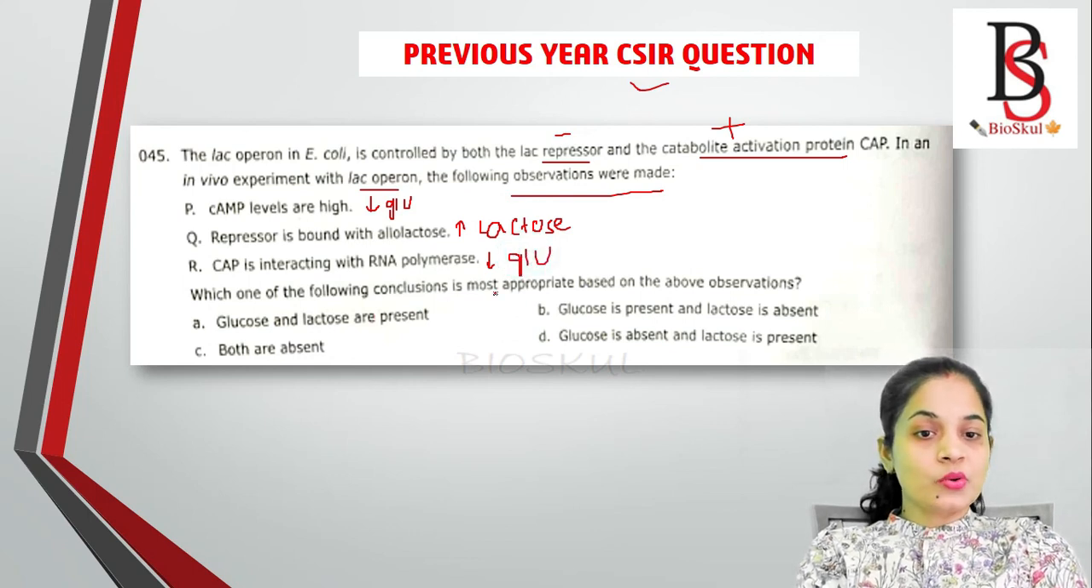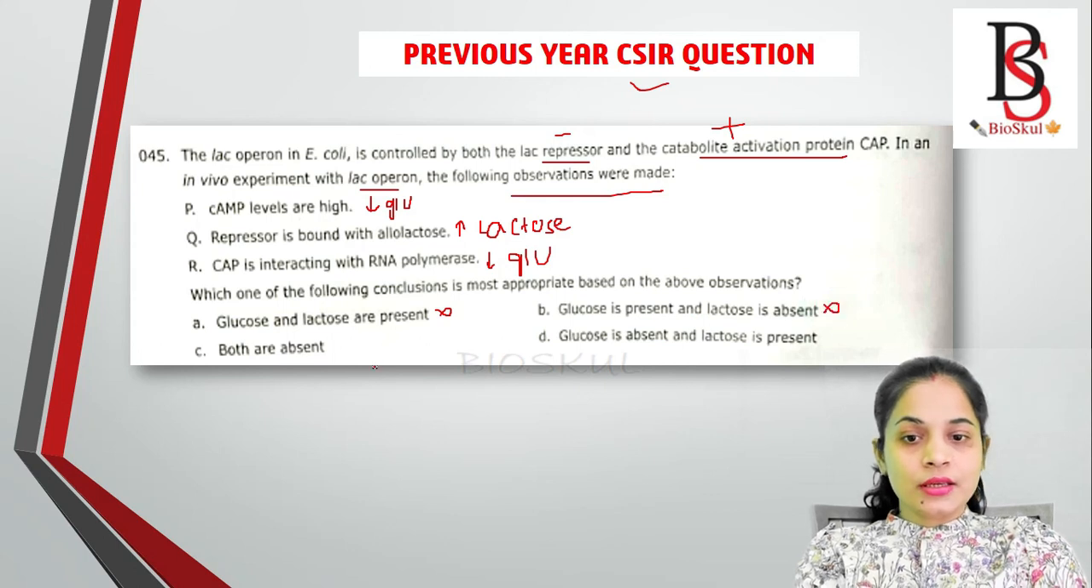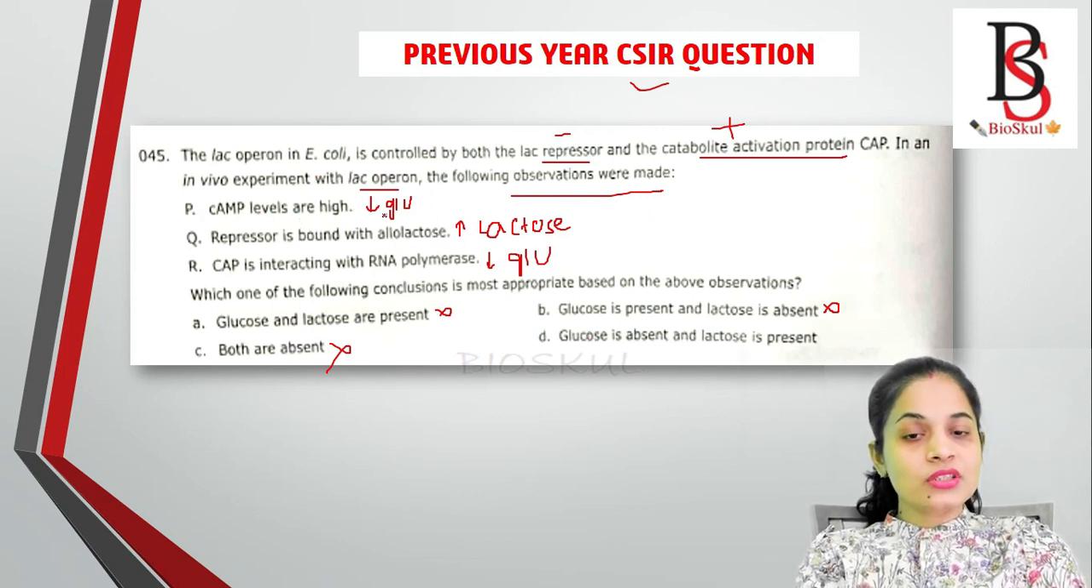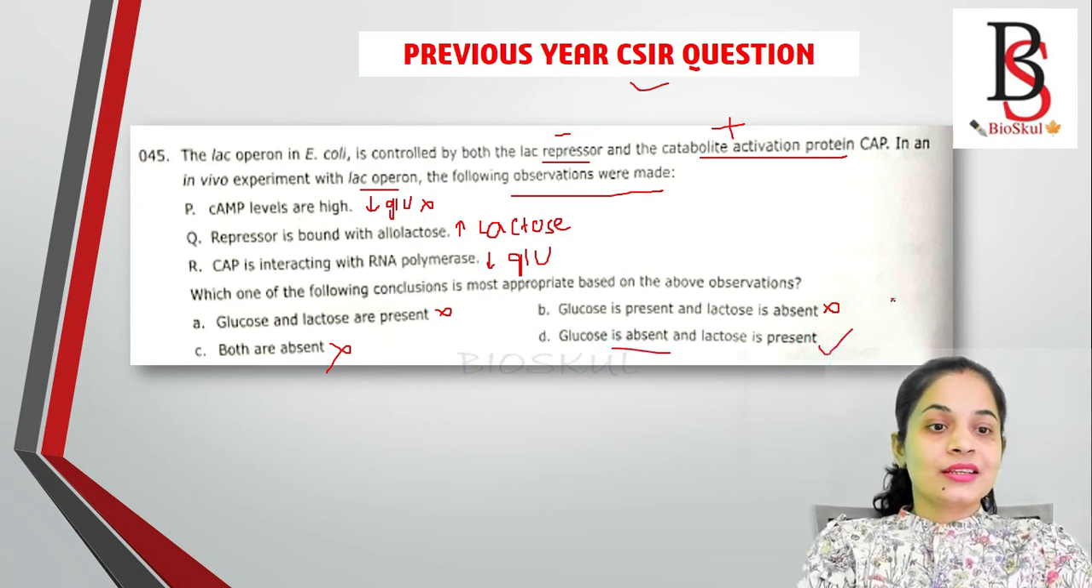Which one of the following is most appropriate based on the above observations? So first is, glucose and lactose are present? No. Glucose is present and lactose is absent? No, it is the opposite. Both are absent? It's also wrong. Glucose is absent. Yes, when the cyclic AMP concentration is high, then glucose concentration is very low or it is absent. So glucose is absent and lactose is present. This question carries 4 marks.